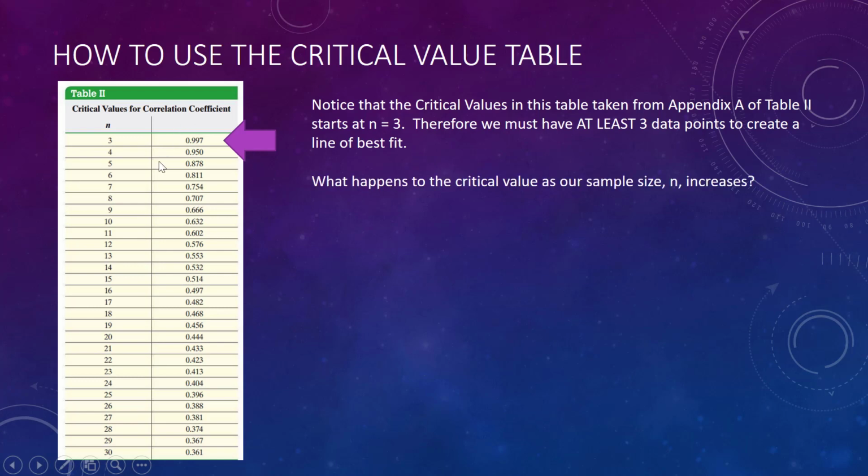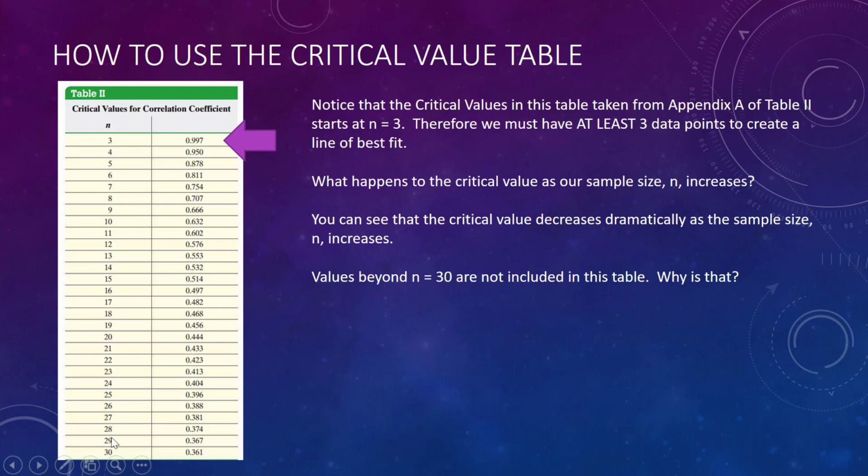What happens to these critical values as our sample size increases? Well, as you can see, these critical values will decrease dramatically as our sample size increases. Notice that values beyond 30 are not represented in this table. Why is that? Pause this video and see if you can figure it out.